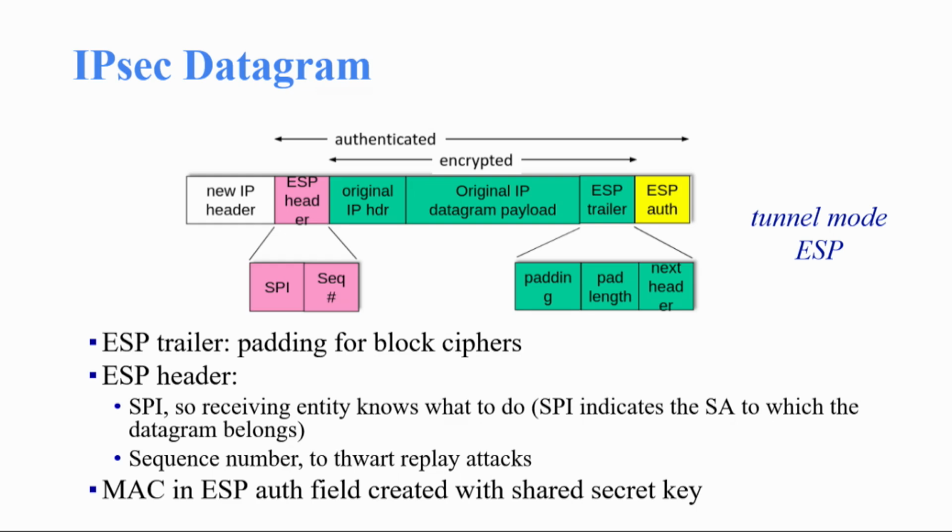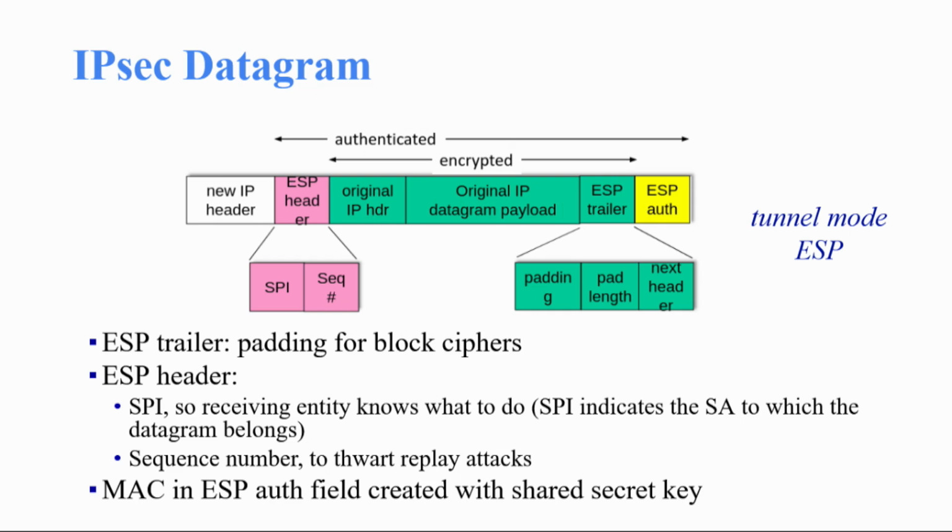In front of this, I am putting an ESP header. What does it contain? It contains two things: an SPI, which just identifies the SA which your datagram belongs to, and then the sequence number. There should be a sequence number associated in order to avoid any kind of replay attacks. So these are the two things that are associated with the ESP header.